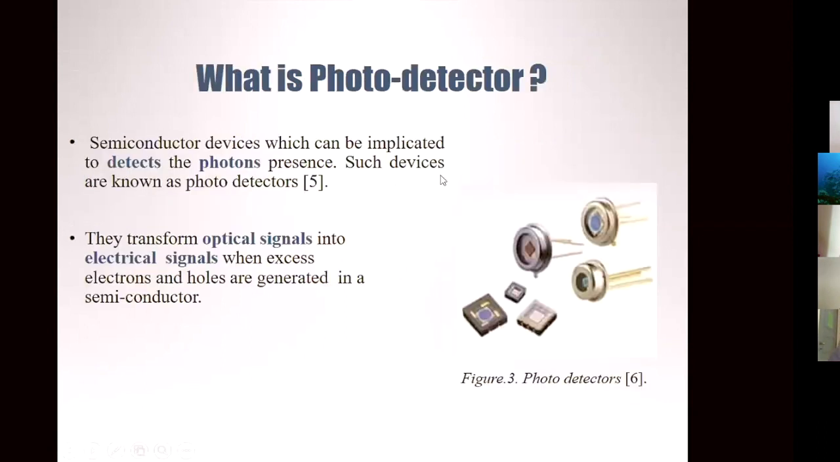So what is a photodetector? Basically, semiconductor devices which can be employed to detect the photons present are known as photodetectors. That means they can detect photons or light and convert them into electrical energy. They transform optical signals into electrical signals when excess electrons and holes are generated in a semiconductor. So a photodetector is a device that can sense photons or light and generate electrical signals.